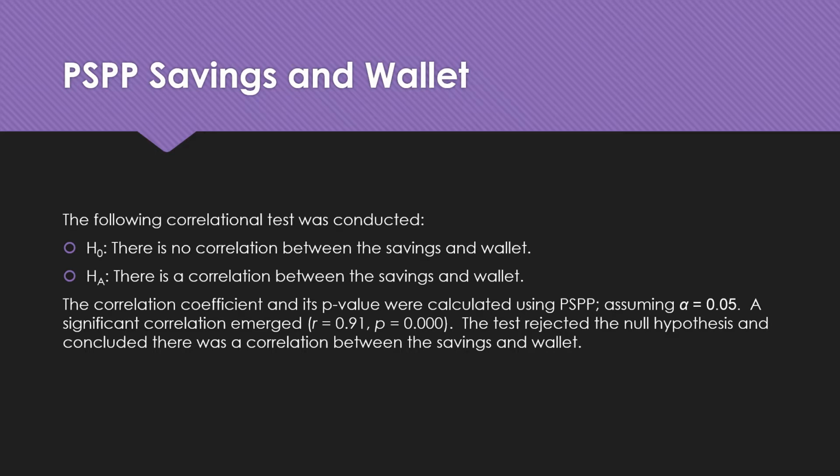As can be seen here, the p-value happens to be less than the alpha. As the rejection rule indicates, if the p-value is less than 0.05, then the null hypothesis will be rejected. For that matter, testing between these two variables, savings and wallet, with a p-value less than the alpha, the test rejected the null hypothesis and concluded that there was a correlation between savings and wallets.